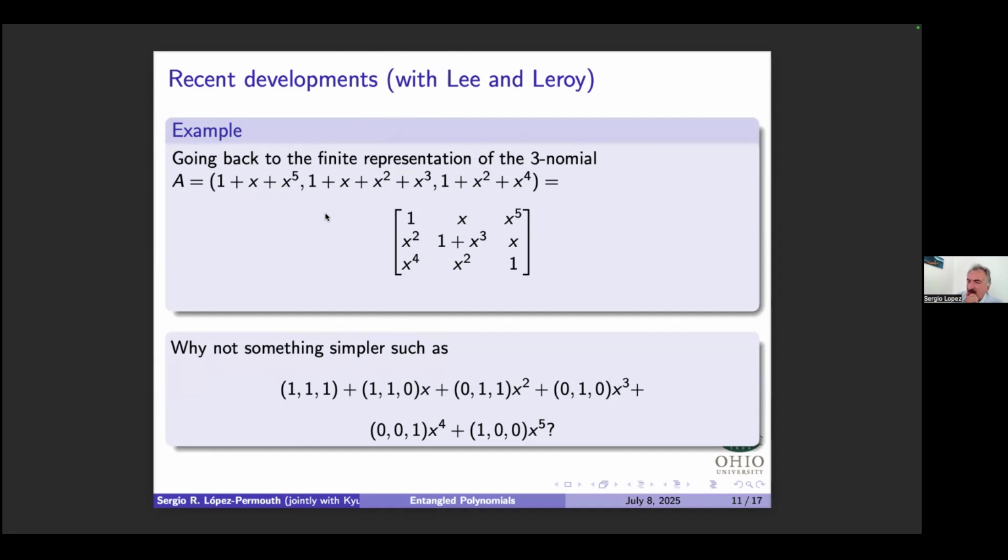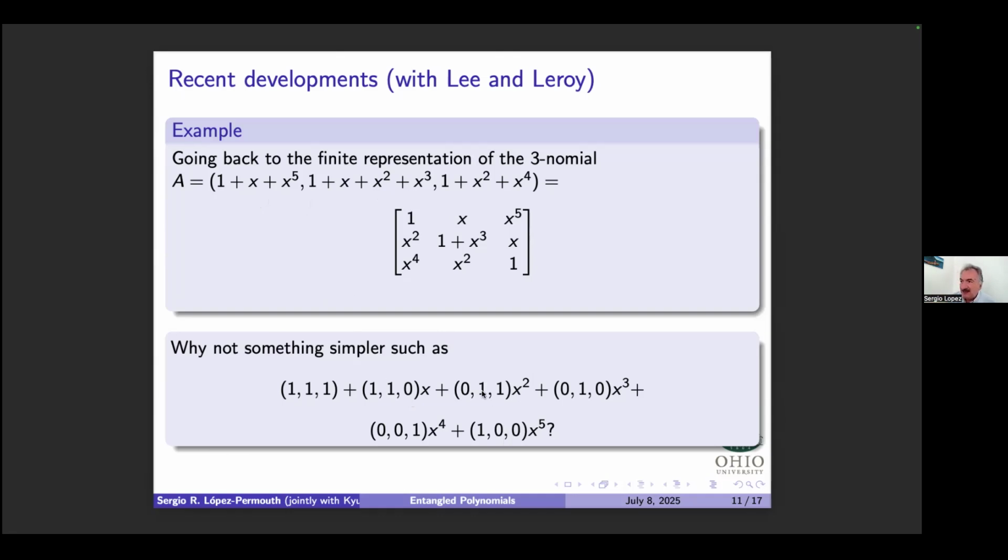And somebody could say, well, how about the much simpler thing where you say 1, 1, 1, that's the constant term; 1, 1, 0, that's the linear term; 0, 1, 1, that's the quadratic term, and so on. Why don't you just do that? And the problem is that, well, that is the correct object, but algebra is not just about the objects. Algebra is about the way they combine.